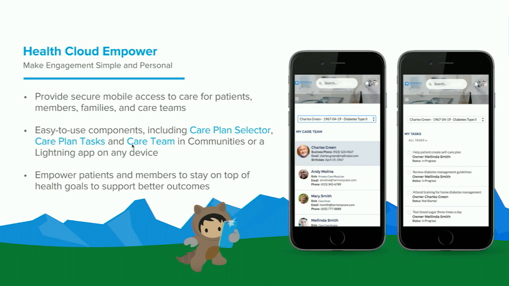With Health Cloud Empower, we have three brand new Lightning components. The first one is called the Care Plan Selector. Then we have the Care Plan Task, and then the Care Team. These are pre-built components available to you in Community Builder, in Lightning App Builder, and also on Case Record page. And I'll talk through that. These components can be used as is out of the box with the default settings, or you can go ahead and configure them to your likeness as well.